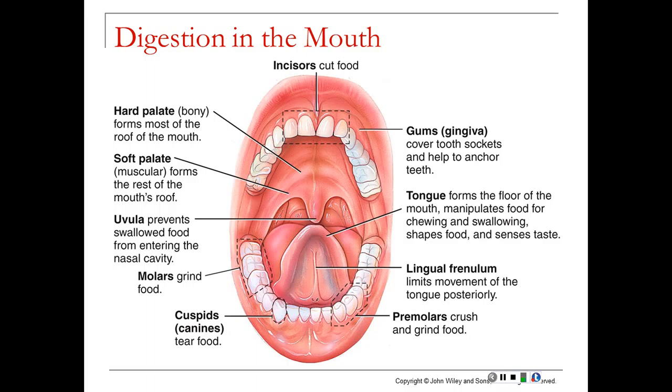Just behind your teeth is a hard or bony palate forming the roof of your mouth. Behind that is the soft palate. It's more muscular. This is going to form the rest of the roof of your mouth.